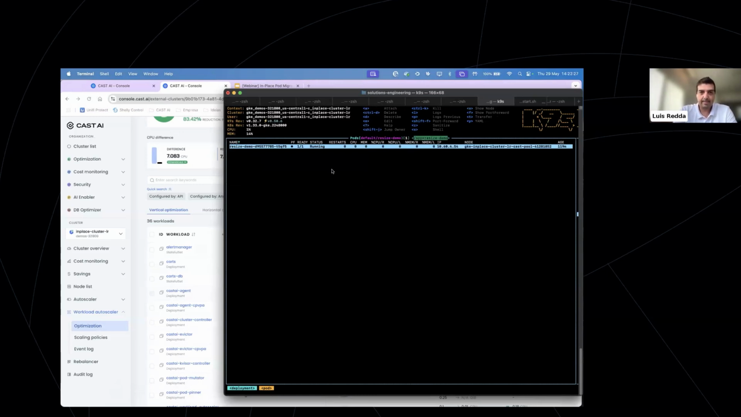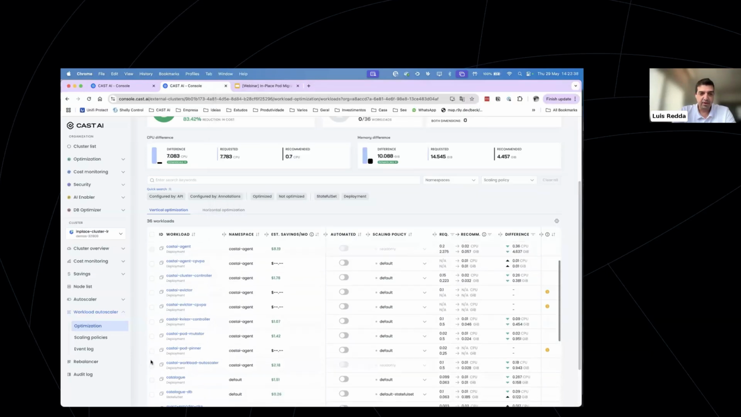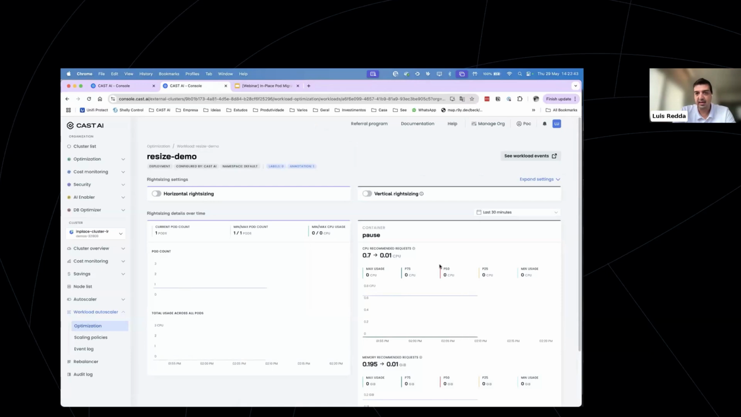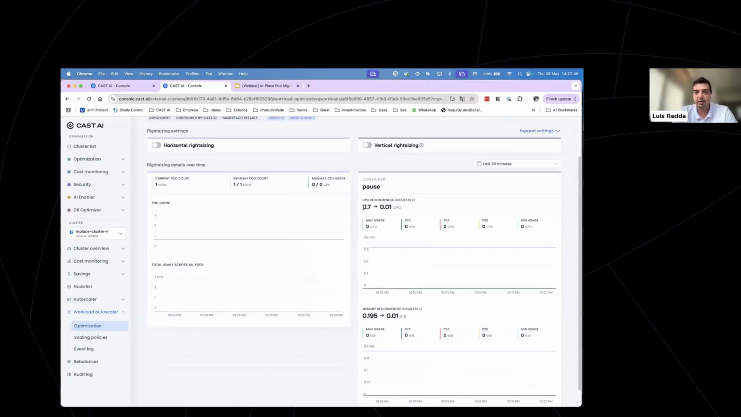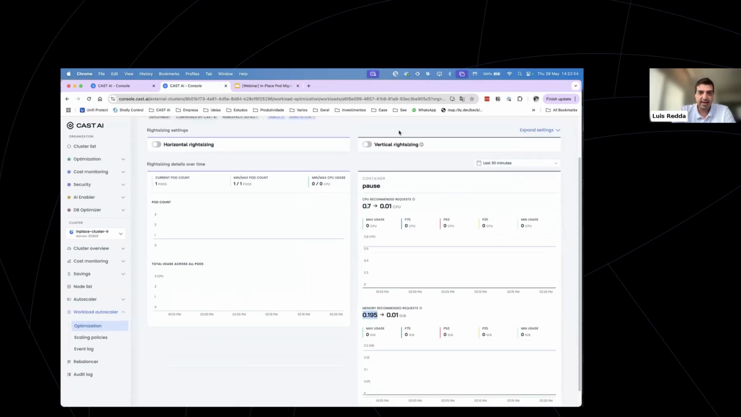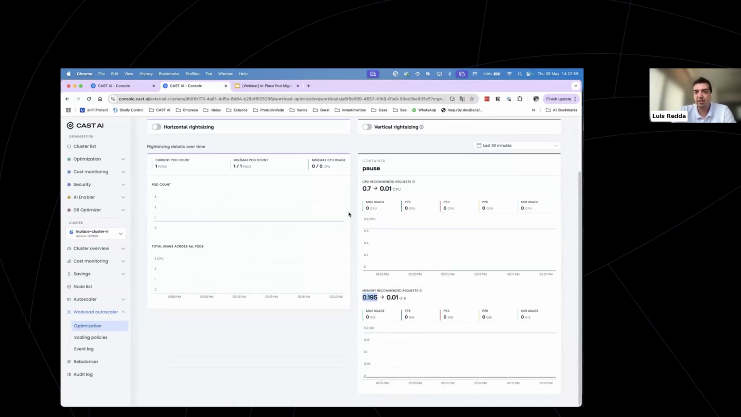And if you describe here, we can see that we request 700 millicores and 200 megabytes of memory, right? And if we see this here in the console, we can see exactly the same, right? 0.7 CPU requested and 0.195 gigabytes requested, right? And here CastAI shows you exactly all of the data, the difference between the requested, the usage, and of course the recommendation, right?